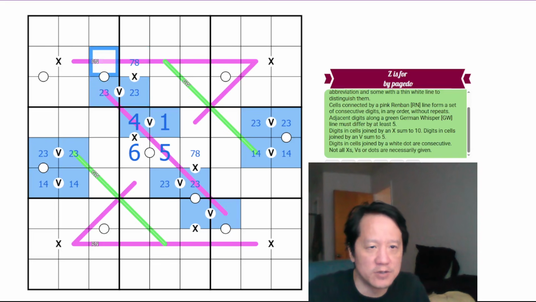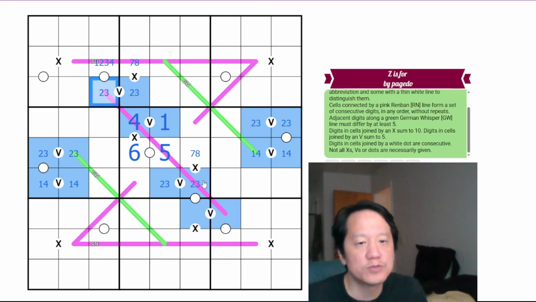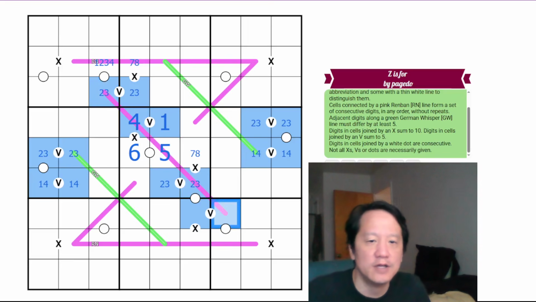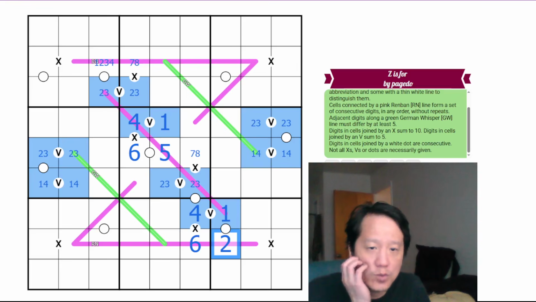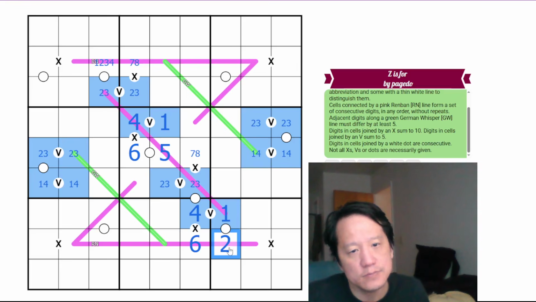2 and 3 here is consecutive with 1 through 4 here. We have a 2, 3, 2, 3 pair on the Renban line, so this can't be 2 or 3. Therefore, this must be 1, 4, and 6. 1 is only consecutive with 2. So this is 2 here.